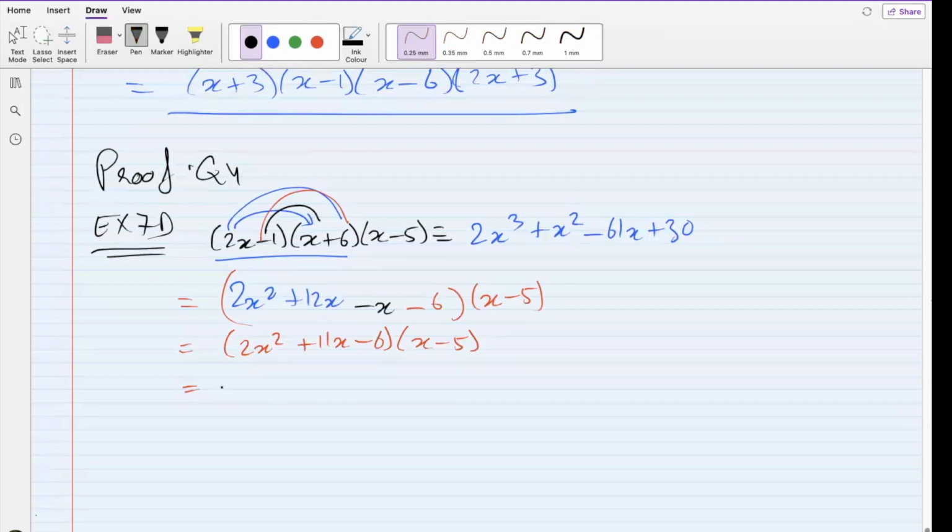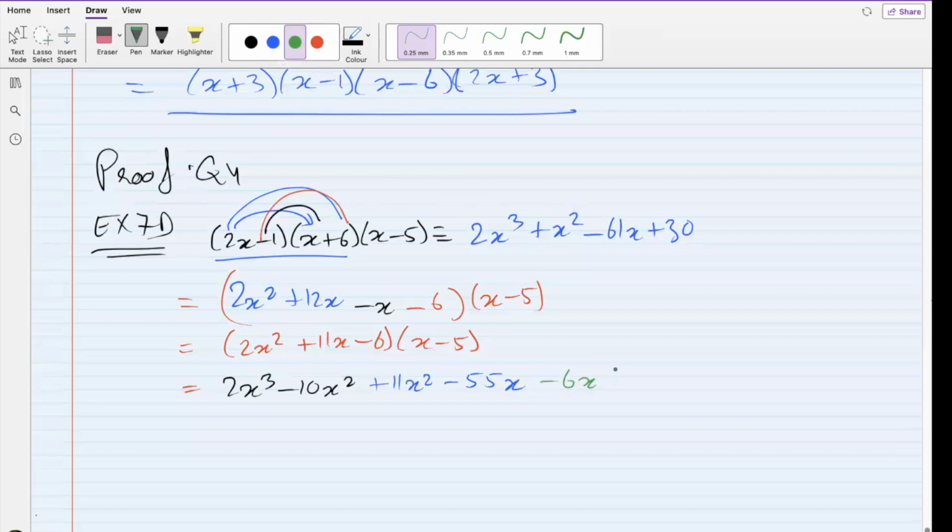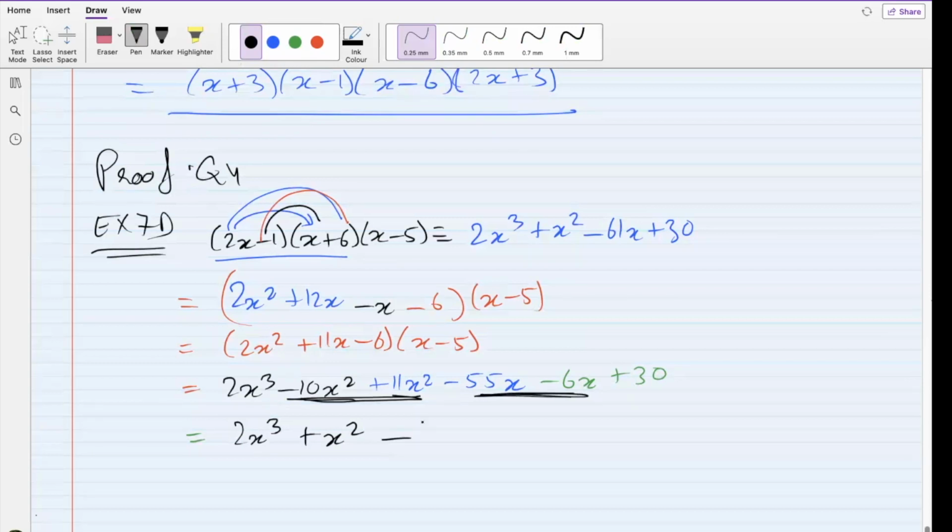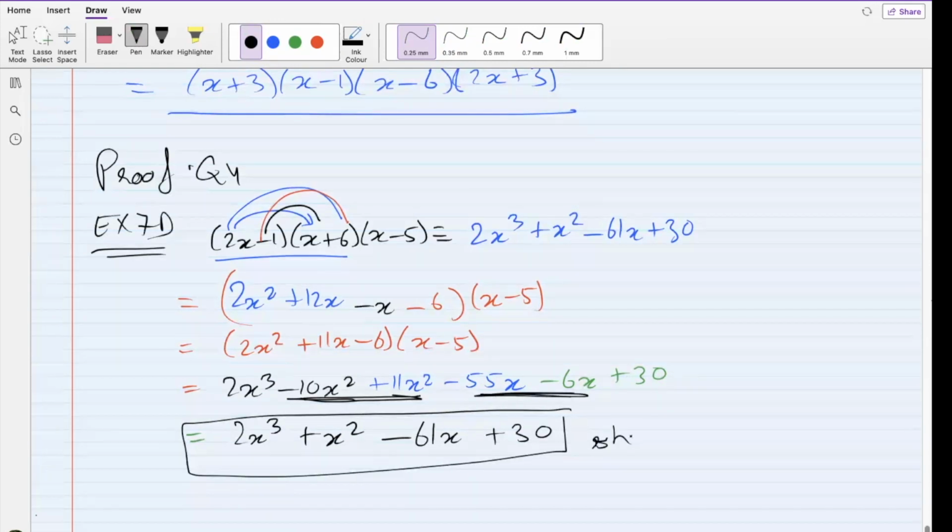So first number with both of these, 2x cube minus 10x square. Then second number with both of these, 11x square minus 55x. Then third number, minus 6x plus 30. Then simplifying, 2x cube is the only term, and we have 2 terms in x square, plus x square, 2 terms in x, minus 61x, and last constant 30. So we say, short.